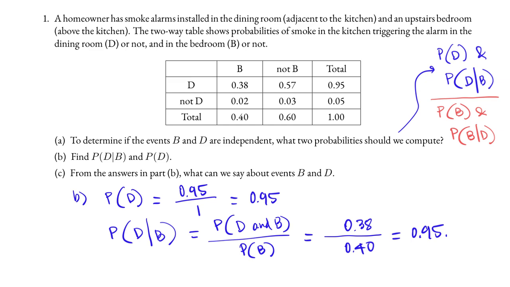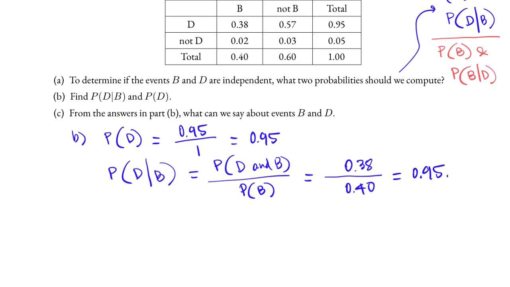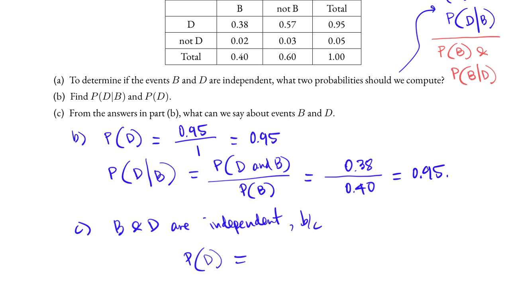Since these two probabilities are the same, we can say that in part C, the events B and D are independent. And again, that is because the probability of D equals the probability of D given B.